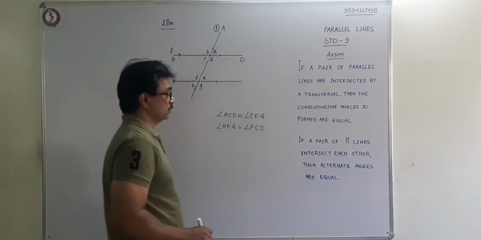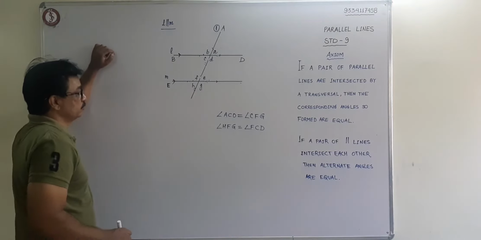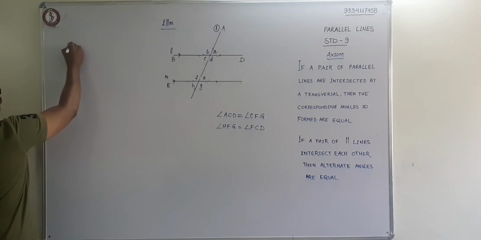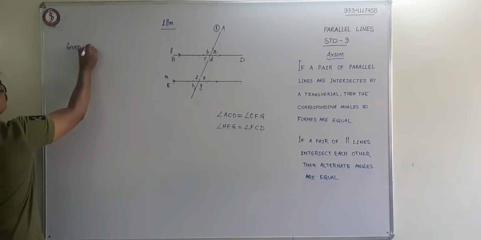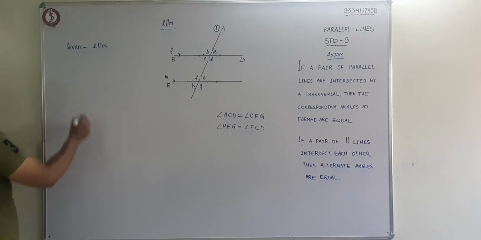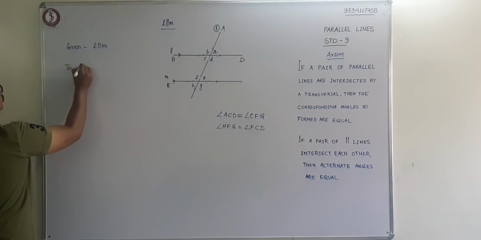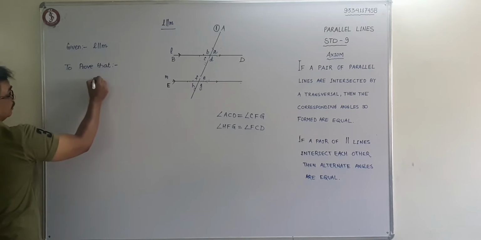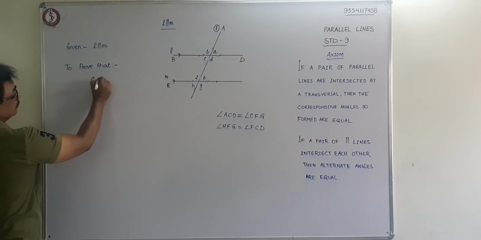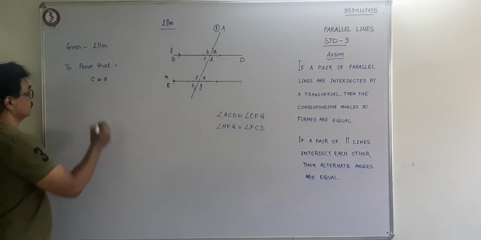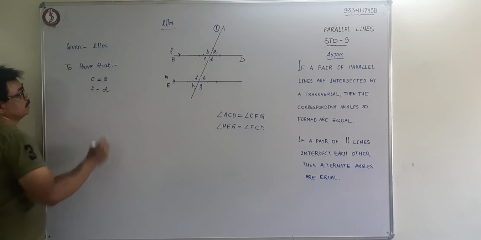So let us see. We have been given this situation, L is parallel to M. So this is given. We are proving a theorem, L is parallel to M and T is a transversal. To prove that, what do we have to prove? Angle C is equal to E. We have to prove this. So that is a measure again. C is equal to E and F is equal to D. So it's a very easy proof.